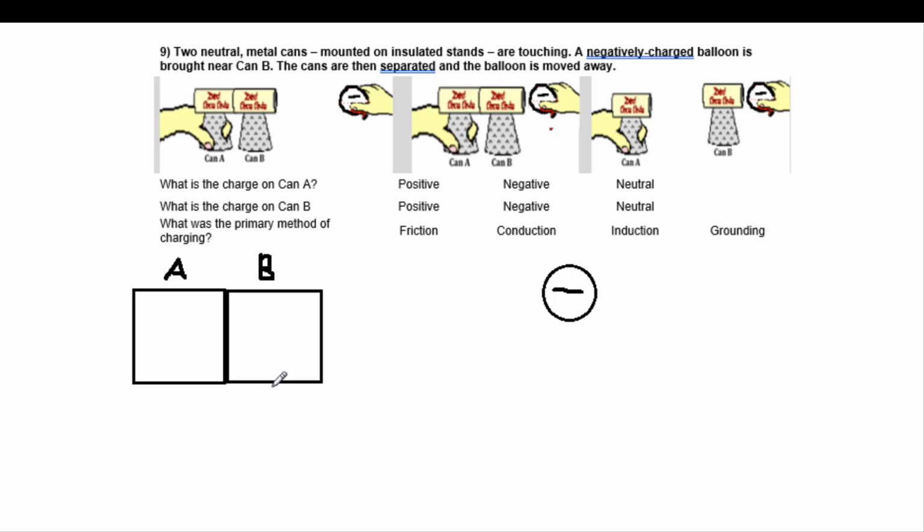Here we have two cans that are insulated, touching each other, and we have a negative charge coming in. They'll be brought close. So to represent can A, I have a square box here, and this is to represent can B. I'm gonna make them neutral with 4 pluses and 4 minuses. So this is the setup, and this is what picture 1 is showing us.